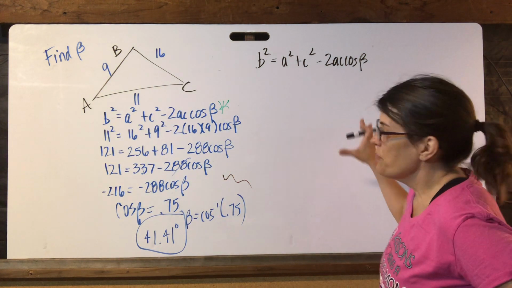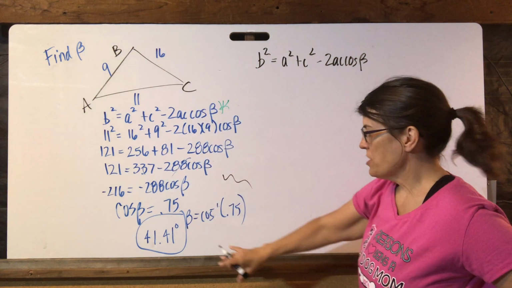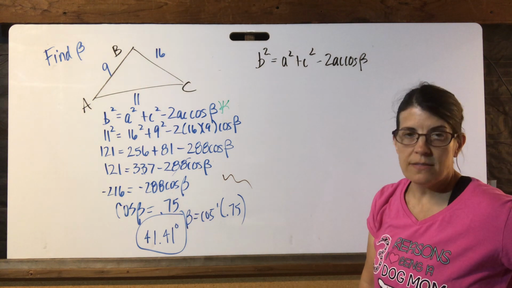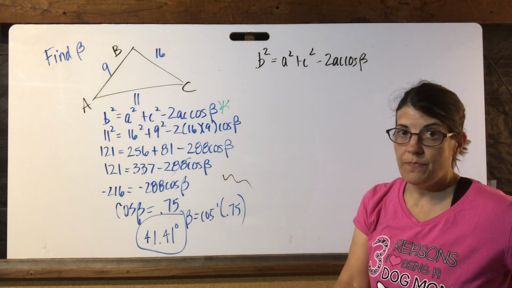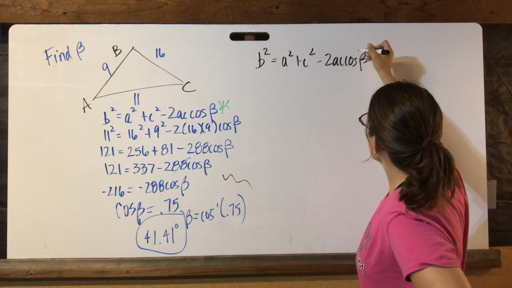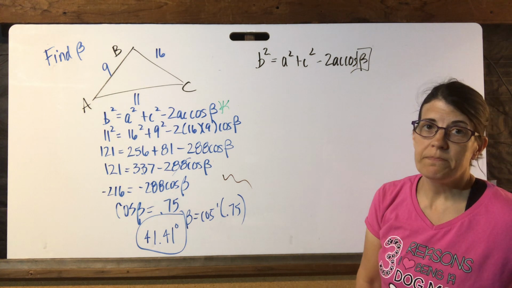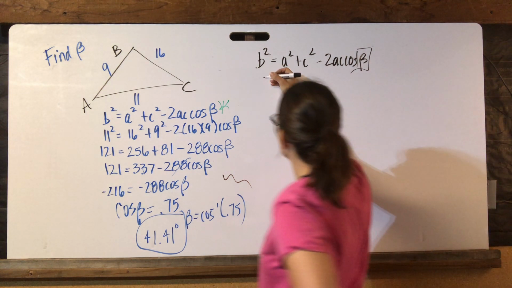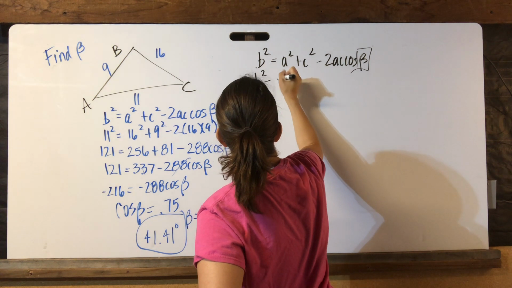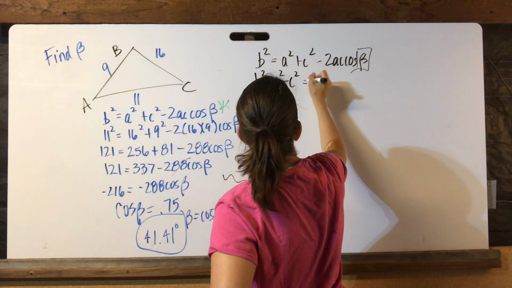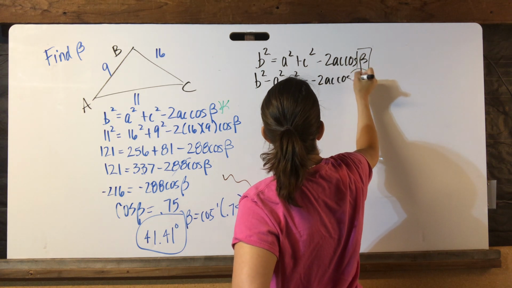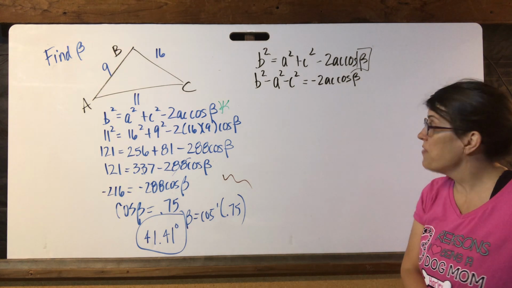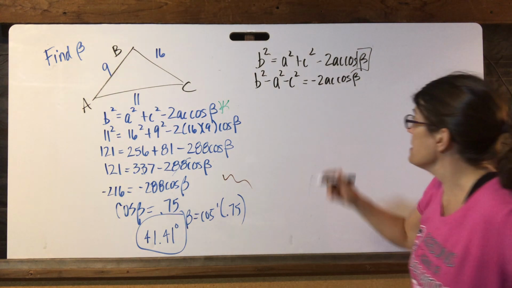Okay, you can plug in and you can get the measure of angle beta, and hopefully I plugged it in correctly and I get 41.41 degrees. Yes, that's doable. Let's manipulate the equation. Essentially, I want to solve for beta. I'm going to subtract a squared and I'm going to subtract c squared. Okay, I'm going to divide by negative 2ac.